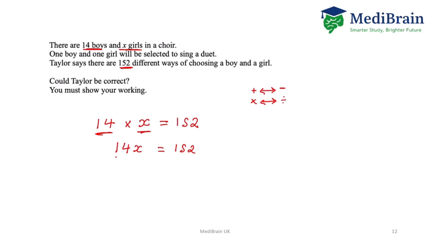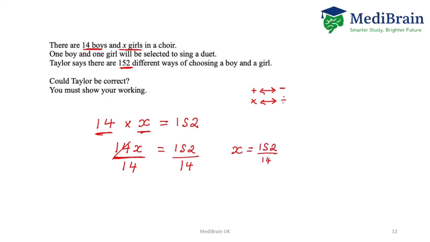To get rid of this 14, all you need to do is divide by 14. Whatever you do to one side, you must do the same to the other side. So you divide this side by 14 as well, and that gets rid of this 14 because 14 divided by 14 is just 1. So x is equal to 152 divided by 14.